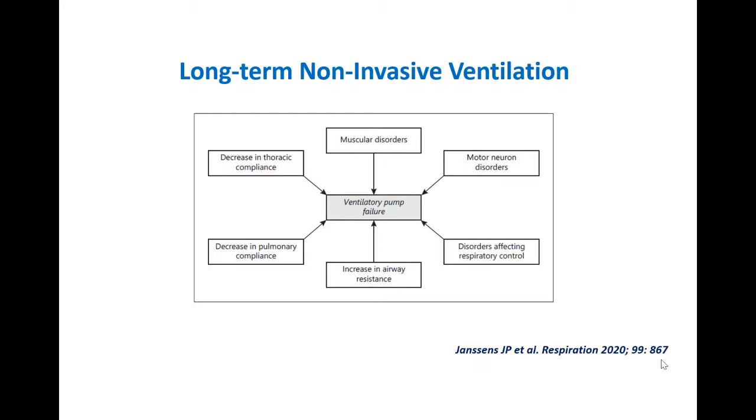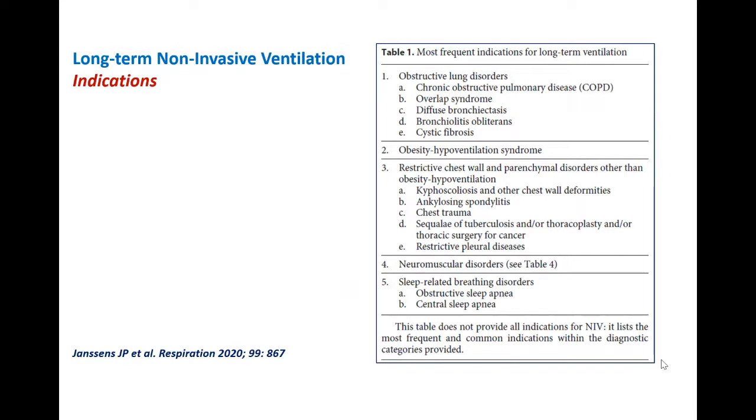Here on this slide are the major indications of long-term non-invasive ventilation: of course, obstructive lung disorders, obesity hypoventilation syndrome, restrictive disease, neuromuscular disorders, and indeed less frequently NIV for the treatment of sleep-related breathing disorders, obstructive sleep apnea and central sleep apnea. So in my experience, there are very, very few indications of non-invasive ventilation in this indication.